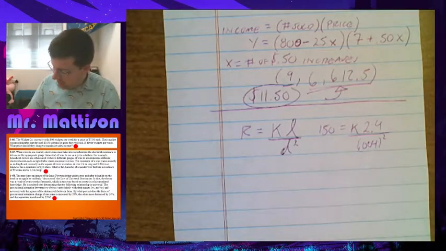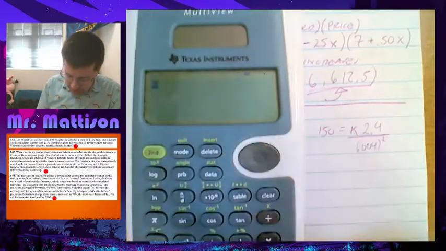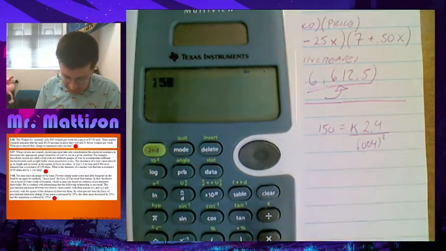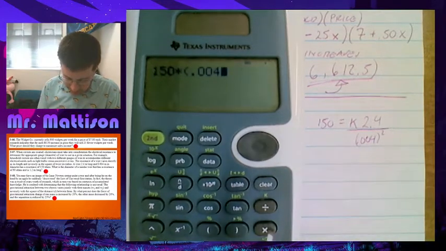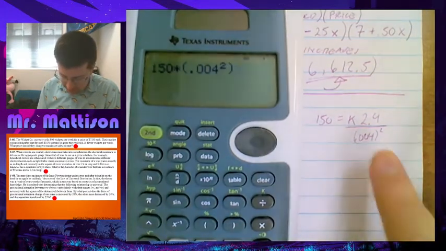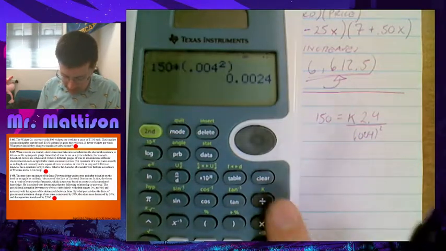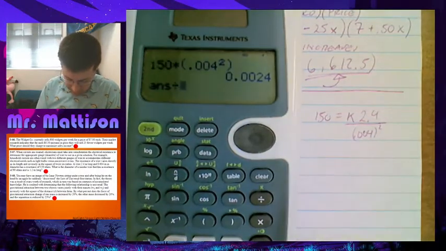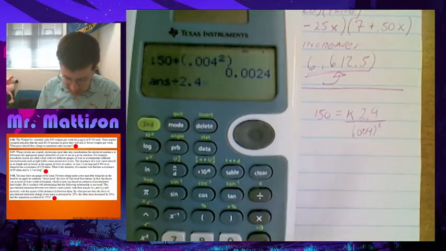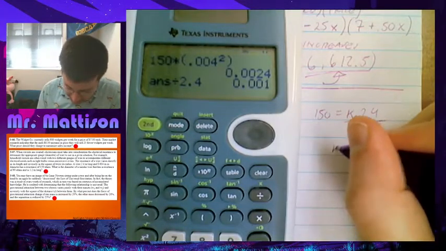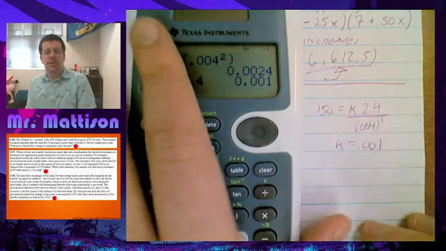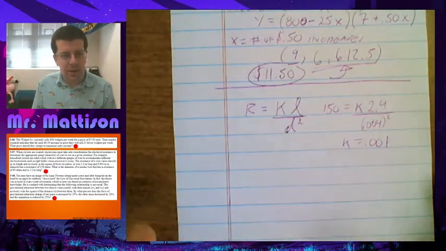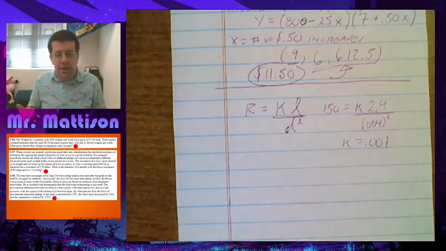So now I can use this and find out what my K is. Take 150, multiply it by 0.004 squared to move that over there, then divide by 2.4. And I get my K equals 0.001. So there's my constant for this particular material that I'm working with.